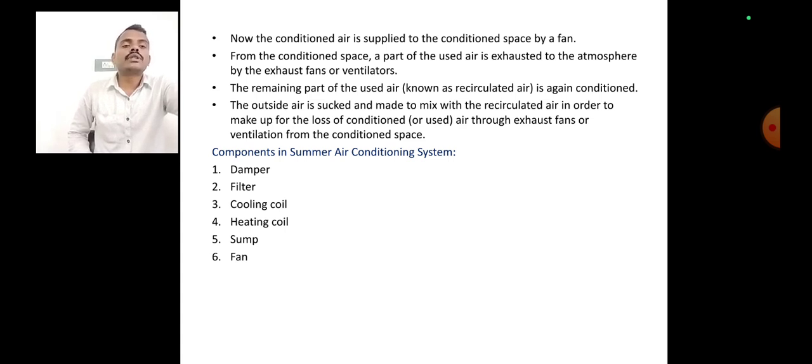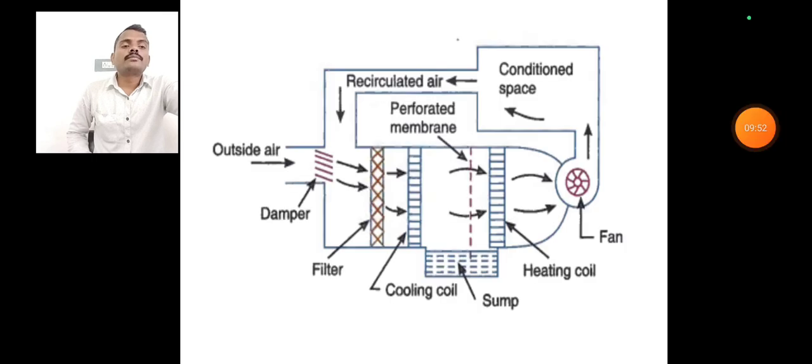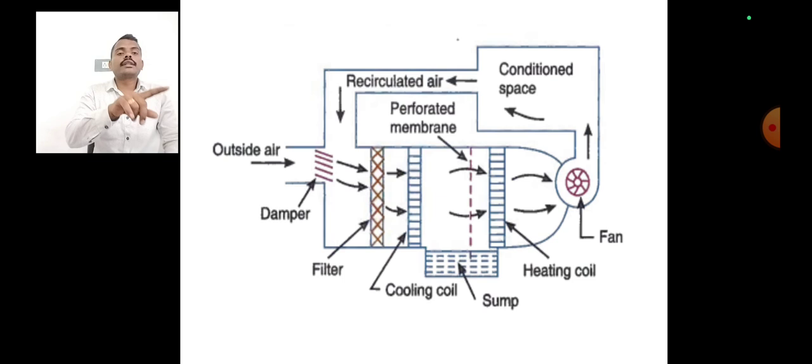Next, the fan is used for circulating the room air. This is the typical air conditioning system. First one is a fan. It is used for circulating the air from the room to the cooling coil. From the conditioned space, the air is recirculated through the return duct, and then there is a damper. It controls the volume flow rate of outside air to the cooling coil. Then there is a filter. It filters the dust particles and impurities before the cooling coil.